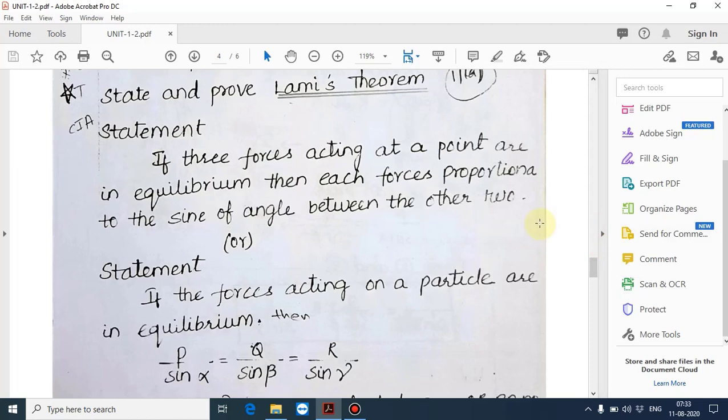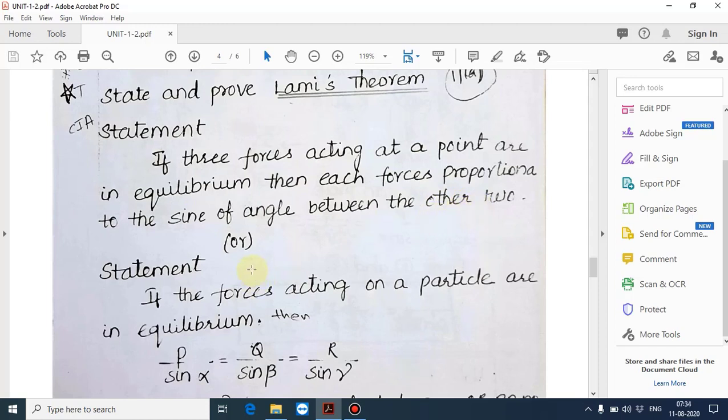You see this theorem: state and prove Lami's theorem. If three forces acting at a point are in equilibrium, then each force is proportional to the sine, here sine is SIN, not SIGN, of the angle between the other two forces. Here they have missed the word force, so you write here between the other two forces. If three forces acting at a point are in equilibrium, then each force is proportional to the sine of the angle between the other two forces.